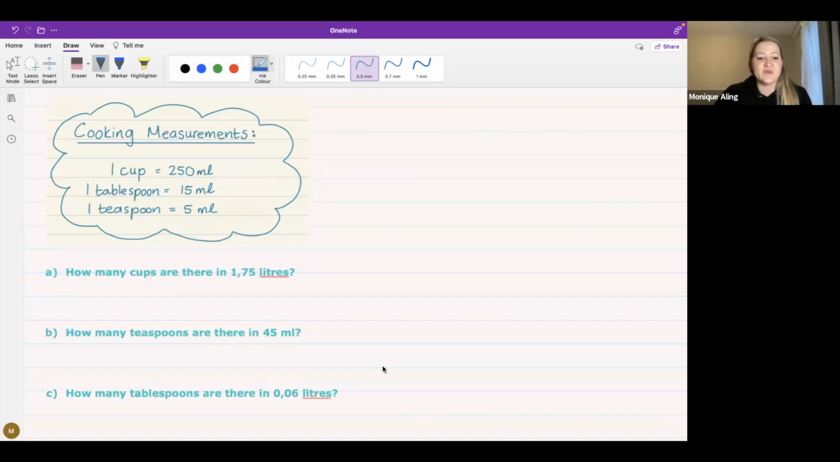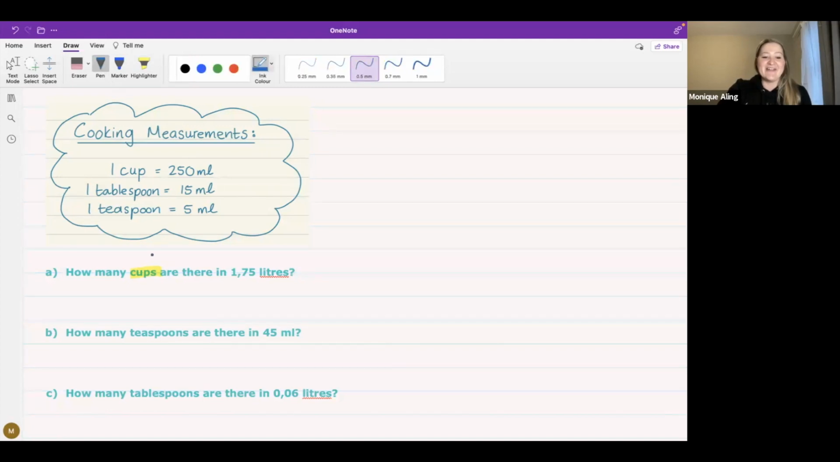But let's have a look at the first question. It says, how many cups are there in 1,75 liters? So our key word is cups. Siwa, 7 straight away. Well done, that was super quick.